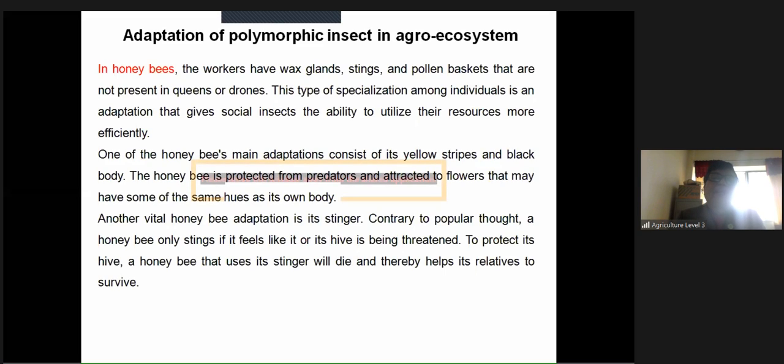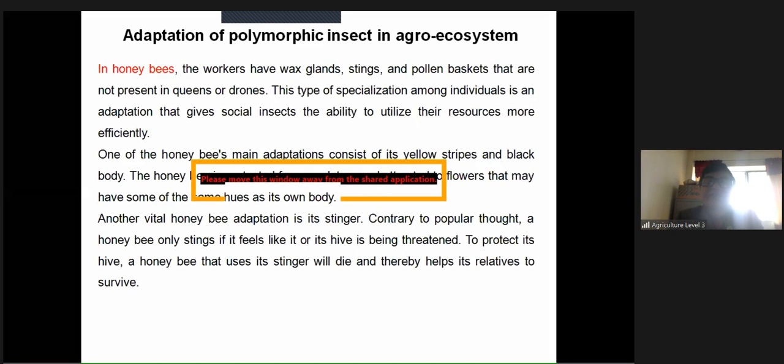One of the honeybees' main adaptations consists of its yellow stripes and black body, the yellow and black coloration. And this yellow and black coloration seems like the color of the flowers. When they remain on the flowers, the enemies, that means the predators, cannot understand which one is flower and which one is insect, and so they become confused. And this way, honeybees escape from the attack of the enemies and they adapt in the agro ecosystem. So this is another way.